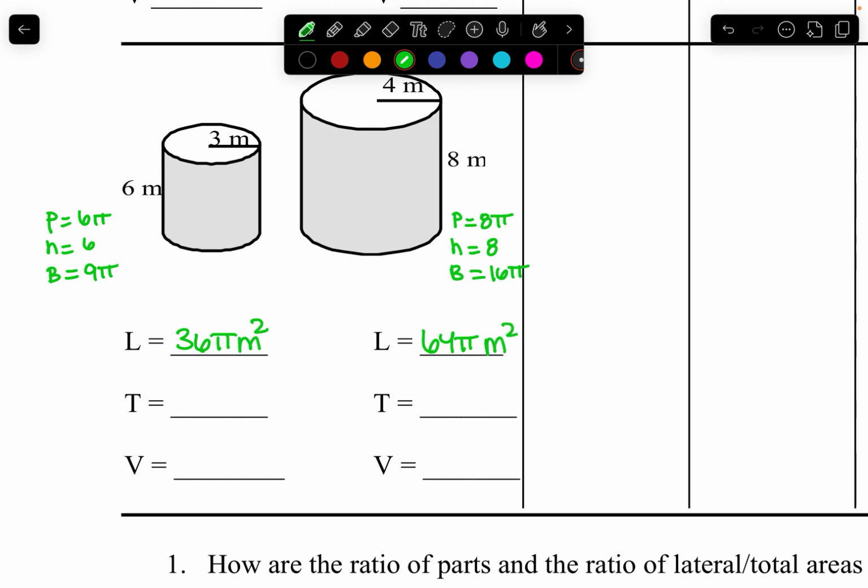Total area is the lateral area, so 36 plus 2 times the area of the base, which is 9. So this will be 54 pi. And then over here, it's going to be 64 plus 2 times 16, and that's going to be 96 pi. And then volume is big B times H. Big B times H, and that's 128 pi.